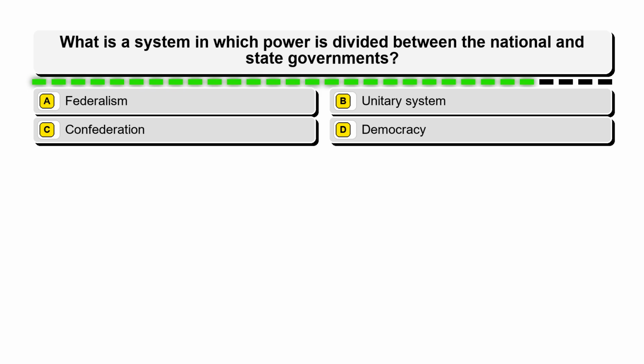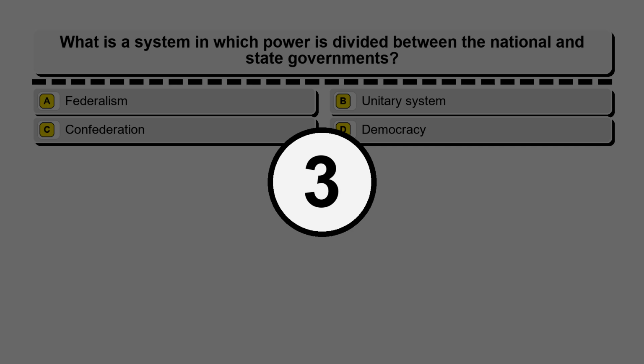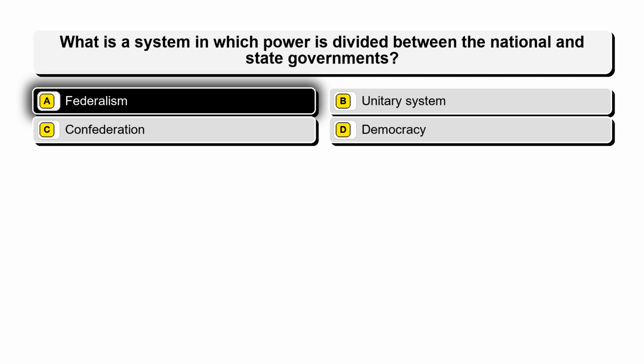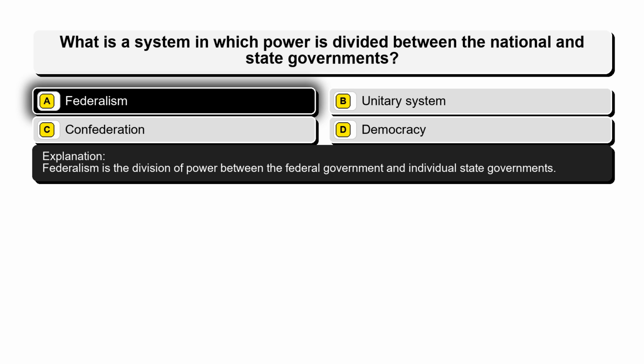Question 92. What is a system in which power is divided between the national and state governments? Option A, federalism. Option B, unitary system. Option C, confederation. Option D, democracy. The correct answer is option A, federalism. Federalism is the division of power between the federal government and individual state governments.